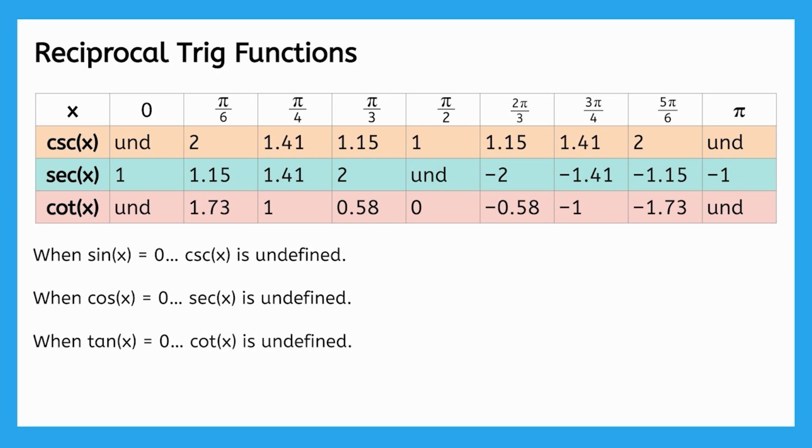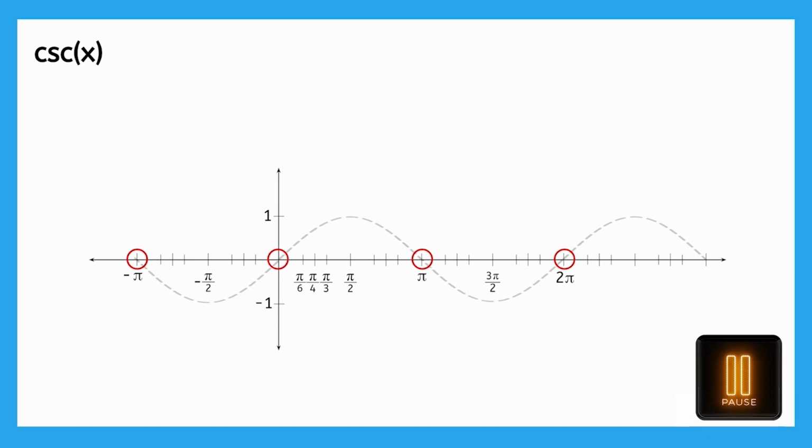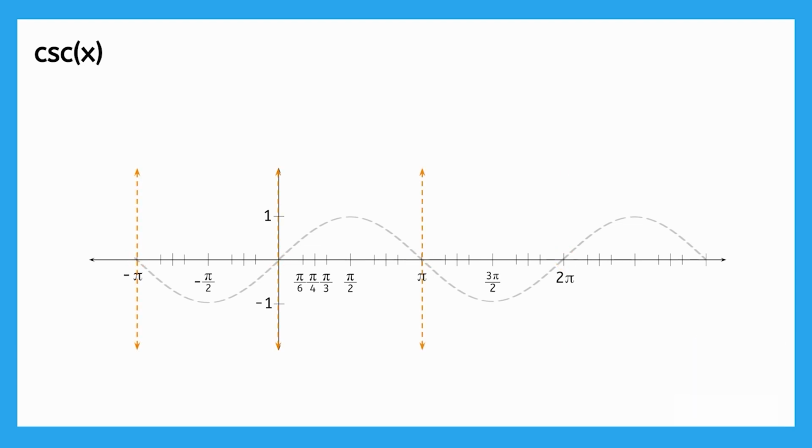Let's see what this means for the graphs of our reciprocal functions. The first graph you drew in the pre-video activity was the sine function. Using the sine graph in your guided notes, let's draw in the vertical asymptotes for the x values that make cosecant undefined. What points will those be? Right, all the x-intercepts or zeros of the sine function. Pause the video and do that now. Make sure you have vertical asymptotes at x equals negative pi, 0, pi, and 2 pi.